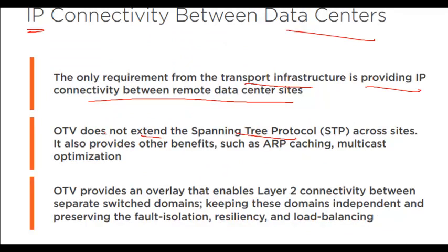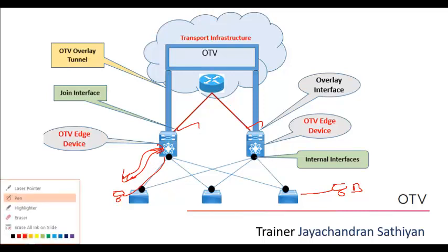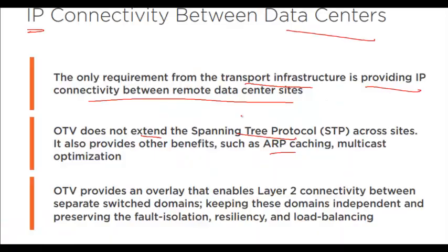So OTV does not extend spanning tree across the site. This is one important point to be noted. It also provides other benefits like ARP caching, meaning you are not going to flood. If this device sends an ARP request, this will respond. Actually, it is sending an ARP request to this computer B. But this knows the location of B, this knows the MAC address of B, it will respond back. Proxy. So you don't need to flood through the OTV tunnel for ARP. So ARP caching is there, so you can use that caching.